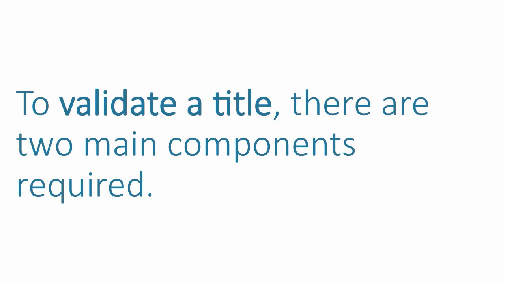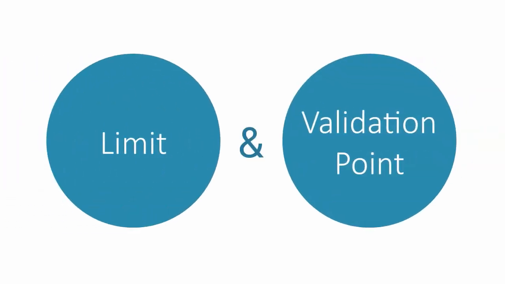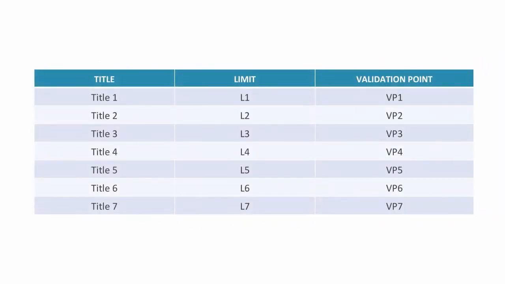To validate a title, you need to have two main components at your disposal. They are a limit and a validation point for each title you are going to validate. Each level of title requires a limit and a validation point of the same level. For example, if you need to validate T3, you will need to have one limit 3 and one validation point 3. That's simple, right?